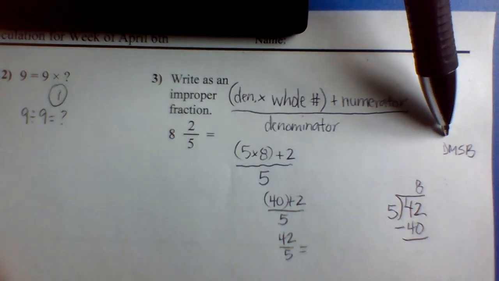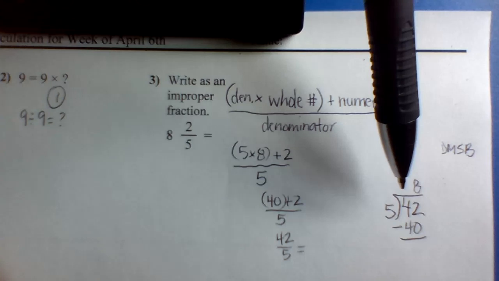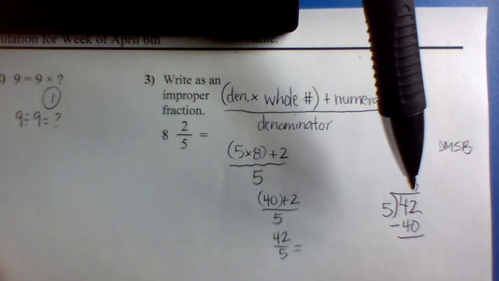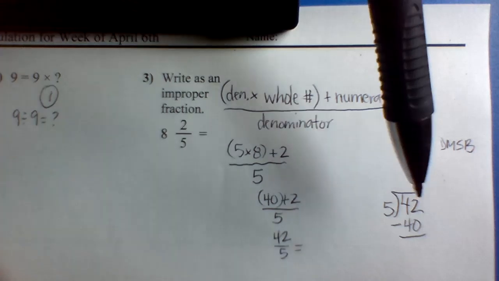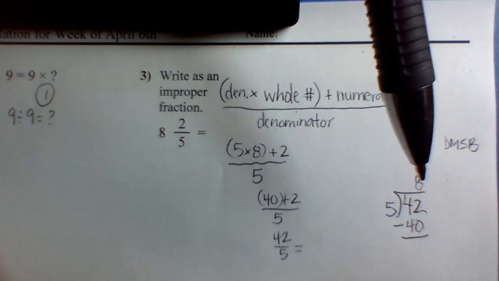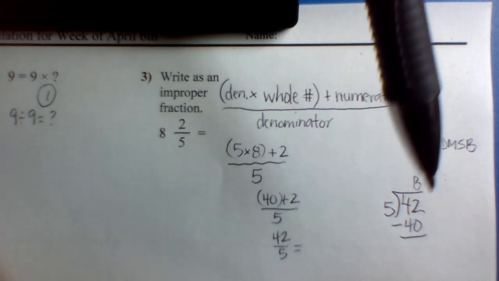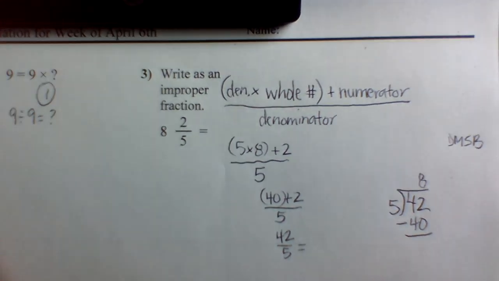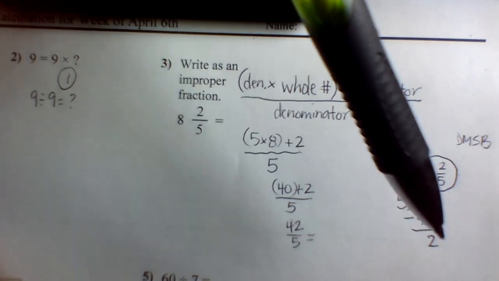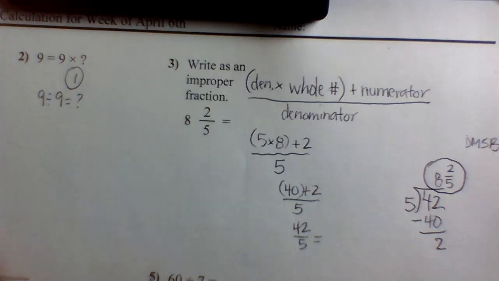My divide, multiply, subtract, bring down. I'm taking my 42 and I'm dividing it into groups of 5. I have 8 groups. When I multiplied 5 times 8, I get 40. Then I'm going to subtract. So I start on the right. And 2 minus 0 gives me 2.